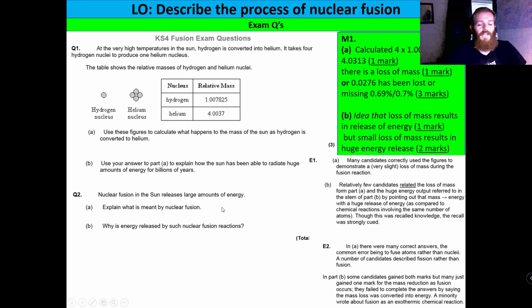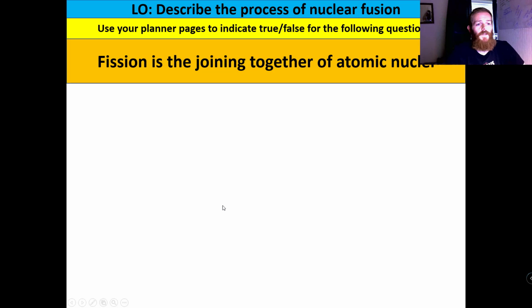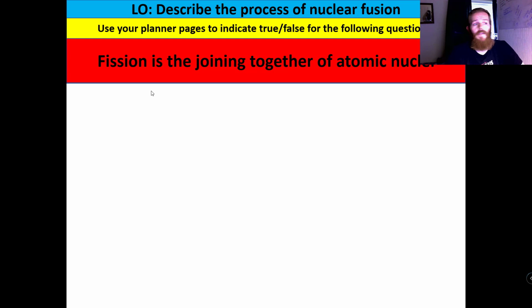Okay then, so you can't use your planner page to indicate true or false to the following questions, because, well, I can't see your planner page, so it's a bit pointless, isn't it? Fission is the joining together of atomic nuclei. So if you think that's true, you'd be giving me a green page now. If you think it's false, you'd be giving me red. You should have gone for red there. It's not fission, the joining together of atomic nuclei, it's fusion. Don't get those mixed up.